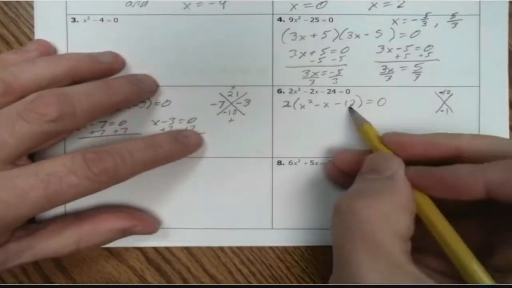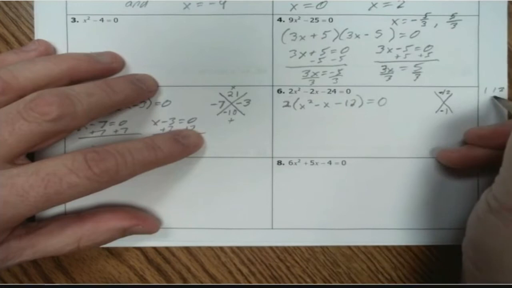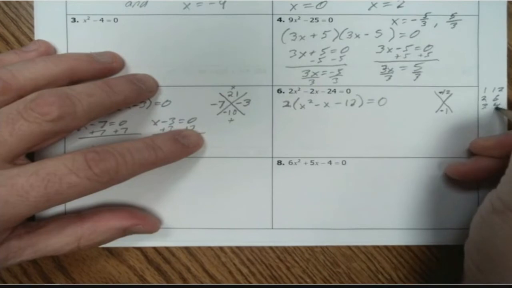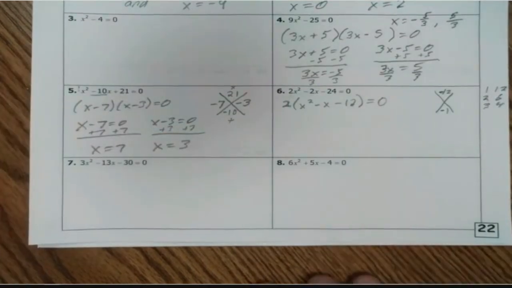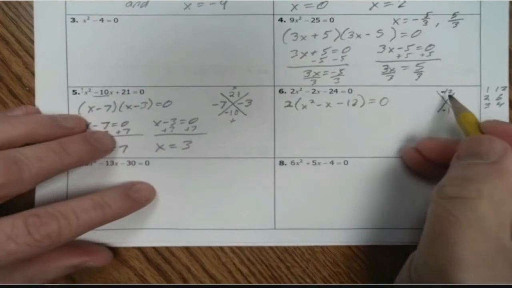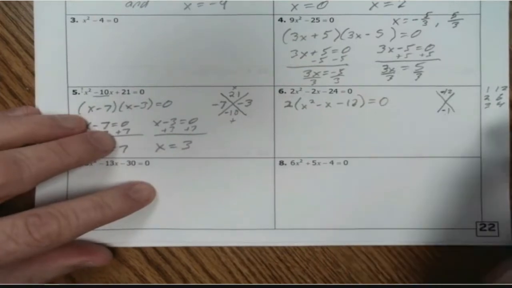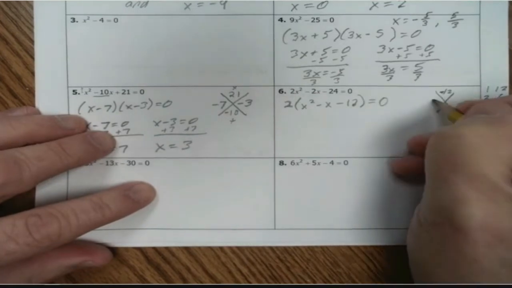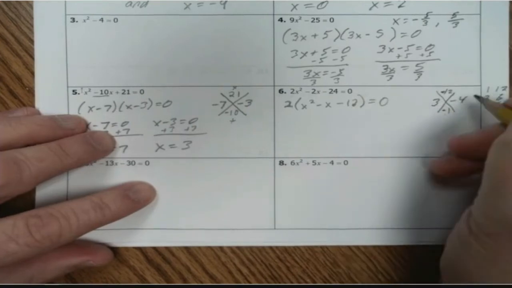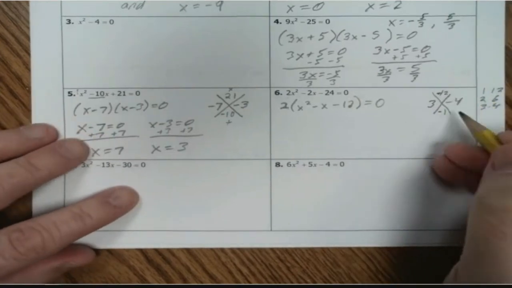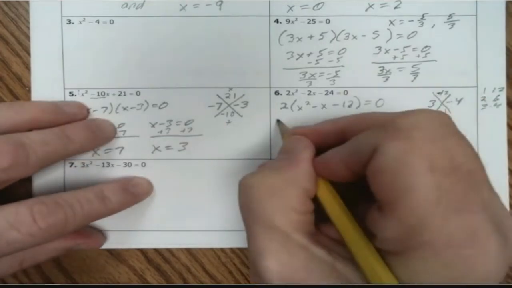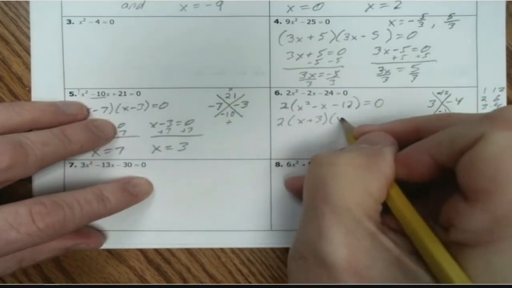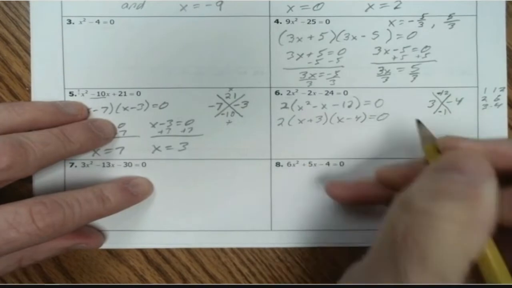So 12 can be 1 and 12, 2 and 6, 3 and 4, and that's about it. 4 and 3 is the same as 3 and 4. We need it to add up to negative 1, and we need it to multiply to be a negative 12. So that means one of these would be negative. So in this case, it's got to be 3 and negative 4, because that would multiply together to be negative 12, and they would add together to be negative 1. So 2 times x plus 3 times x minus 4 equals 0.